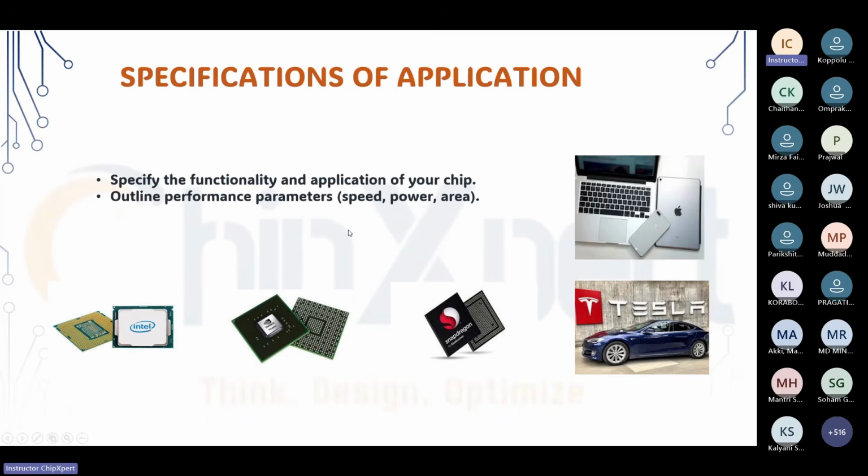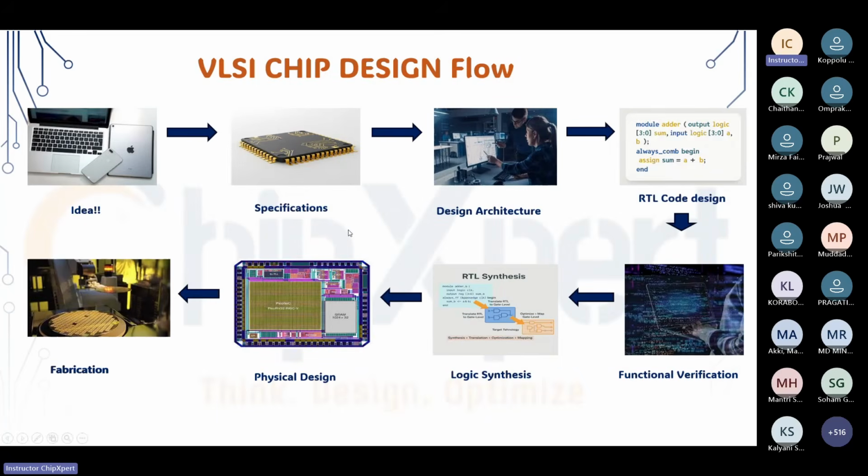Okay, next, coming to the VLSI design flow. The idea and the specification will be there, and the design architecture will be designed by the architecture team. They will design accordingly based on the requirements for the chip. Then the RTL code will be designed.